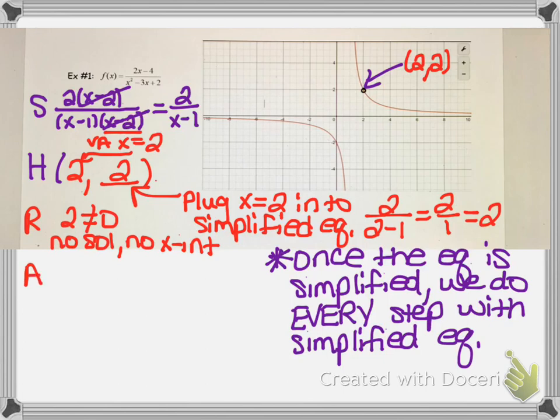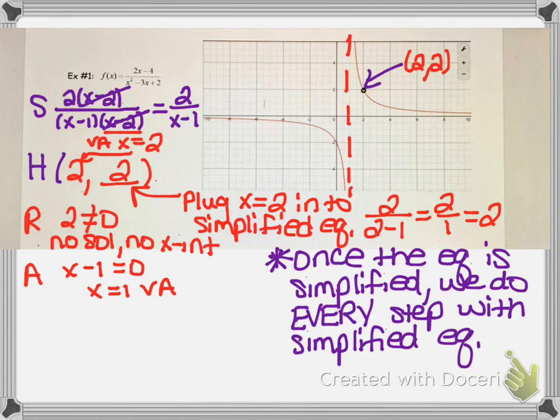Then we do the A step. Our denominator is just x minus 1 now, and we take that and set it equal to 0, and we figure out that we're going to have a vertical asymptote at x equals 1. And so once again, you can see that in this graph. We do have a vertical asymptote right here at 1. That's where our break in the graph is.